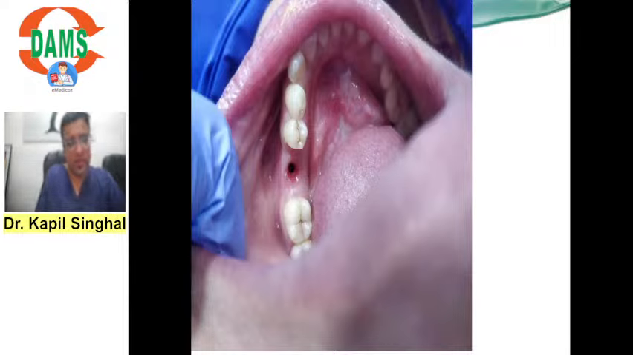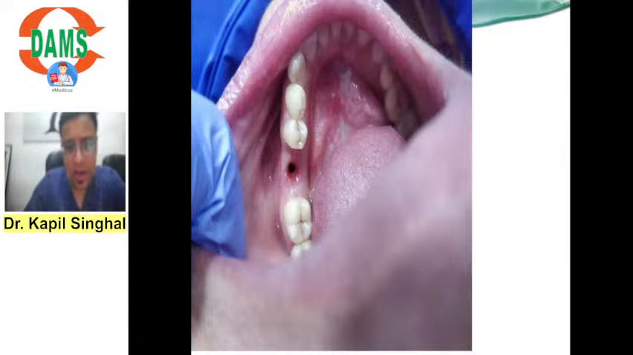So what is the difference? Closed tray impression technique is like crown and bridge impressions. So what you do is you do a crown cutting in the patient's mouth. You put some light body there. You take a tray, you put some putty there and you put that putty in the patient's mouth. Once that putty is set, then you remove that tray. So this is how you do a crown and bridge impression.